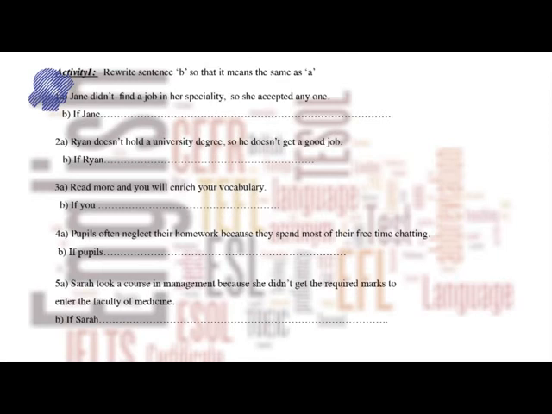Now let's move to the correction. We'll correct sentence by sentence, okay? For sentence 1, if Jane had found a job in her specialty, she wouldn't have accepted anyone. We used type 3 because the situation given was in the past. Good. Second sentence. If Ryan held a university degree, he would get a good job. Here we use type 2 because the situation was given in the present. The third sentence. If you read more, you will enrich your vocabulary.